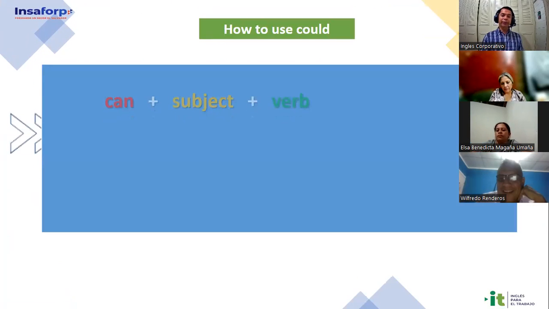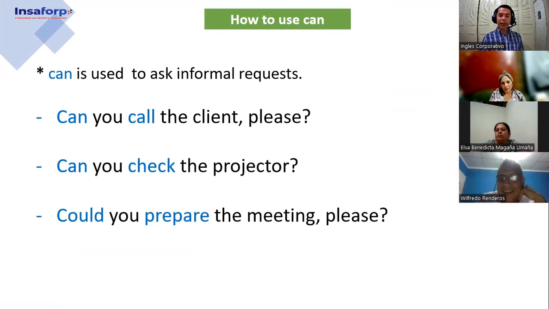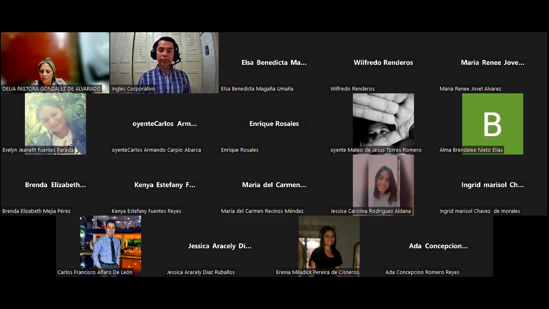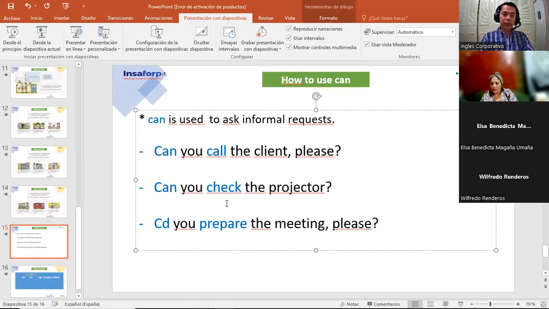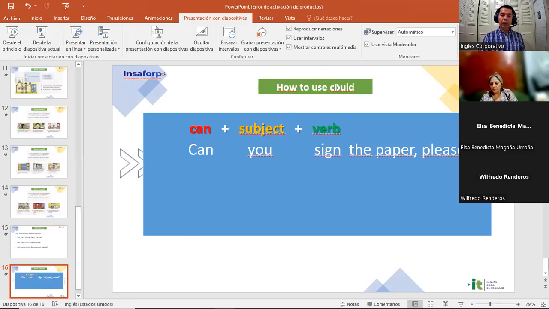Aquí hay un error, permítanme. Y hay un micrófono encendido por ahí, lo vamos a apagar. Ok. Hicimos las correcciones aquí. Ups. Ahorita estoy aquí. Can you prepare? Y aquí dice could, y no es could, sino que es can, ¿verdad? Ok, ahora sí estamos.